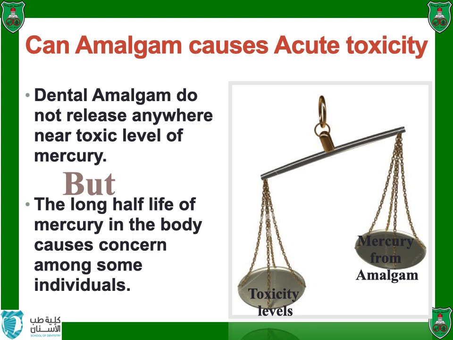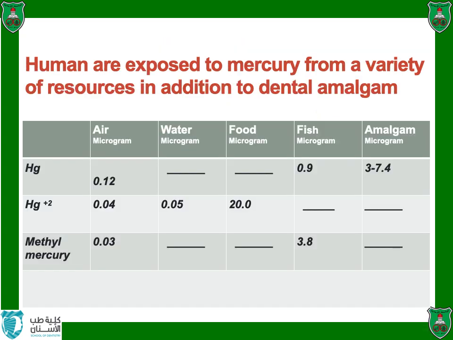As we said, dental amalgam does not release anywhere near toxic levels of mercury, but the long half-life of mercury in the body causes concern among some individuals. Also, humans are exposed to mercury from a variety of sources in addition to dental amalgam. So the net amount of mercury in the body is not only coming from amalgam.